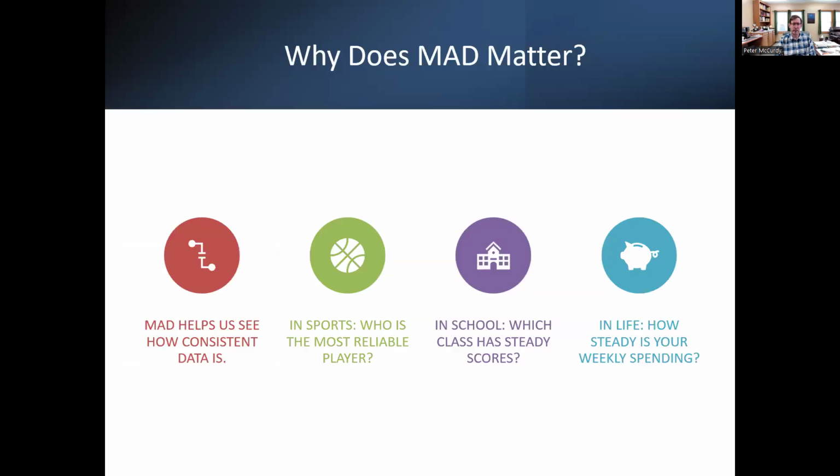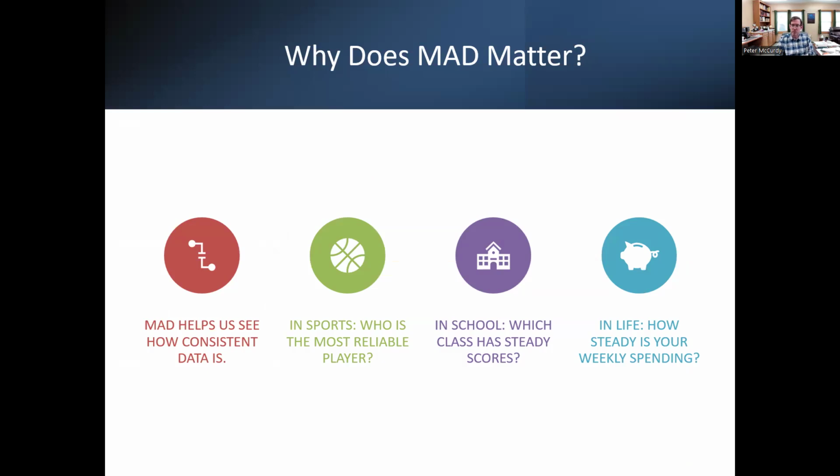So why does it matter? It helps us see how consistent the data is. In sports, it can help us see who the most reliable player is. It isn't the number of shots you're making. It's the number of shots you make every single game. What is your MAD? What is your mean absolute deviation? Are you consistently making shots each and every time you go out?